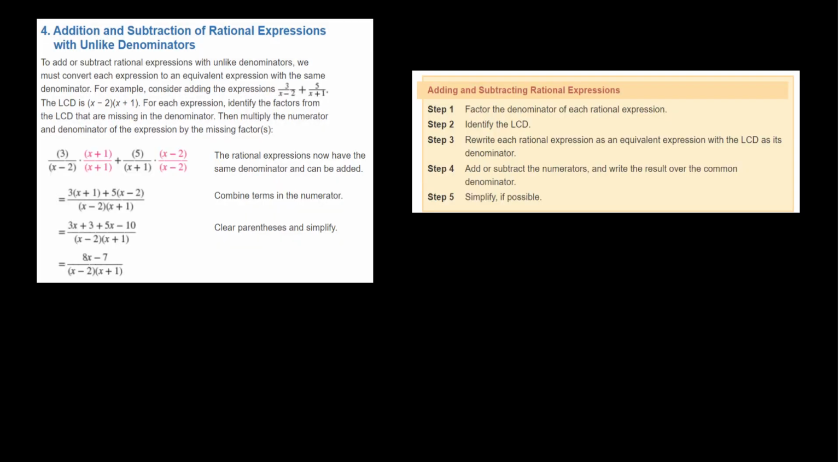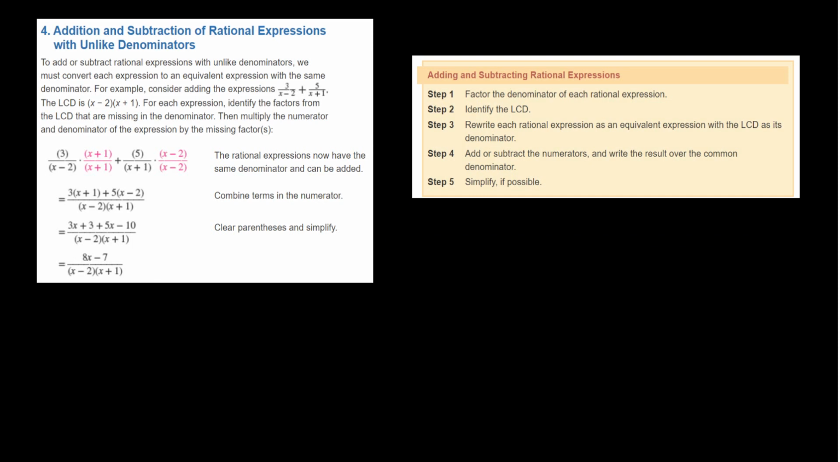Okay, so in order to add and subtract rational expressions, let's look over here to the left. If we have 3 divided by x minus 2 plus 5 over x plus 1, we want to add these two rational expressions that have unlike denominators. In order to do that, we must get them to have a common denominator. This is where we tie back into finding our least common denominator that we did in examples 1 and 2.